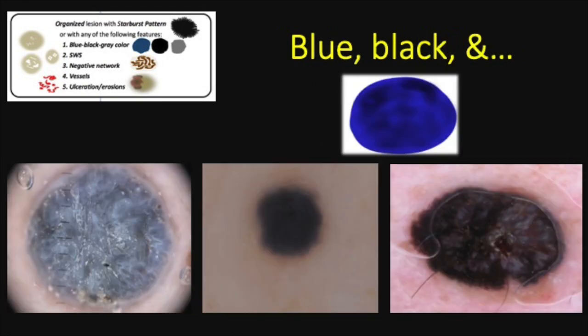A lesion that has a blue-black color. So a nodule with a blue-black color. Nodular melanoma usually has a blue-black color. In addition, epidermotropic metastasis. Remember I said the exception to the blue nevus rule? This is the epidermotropic metastasis. So, blue-black color.